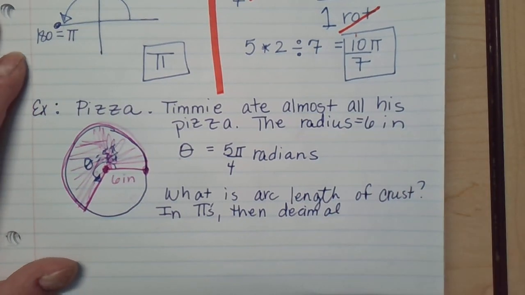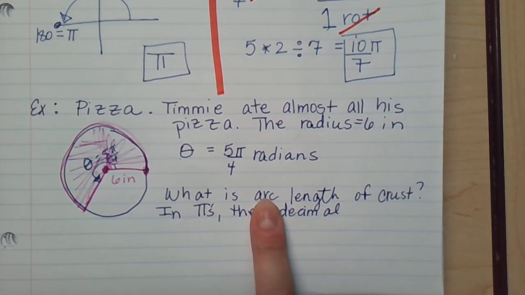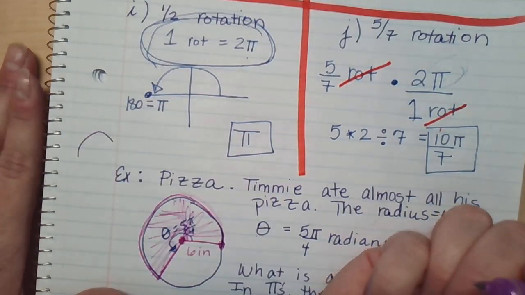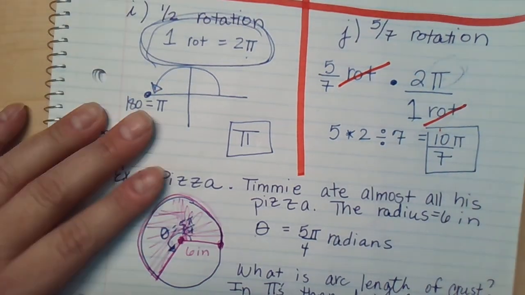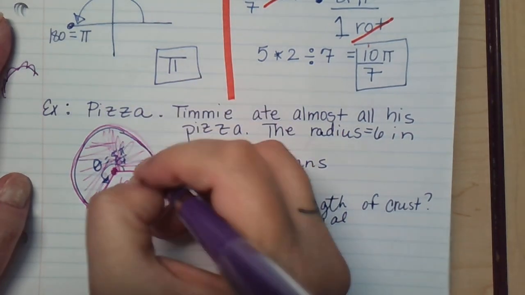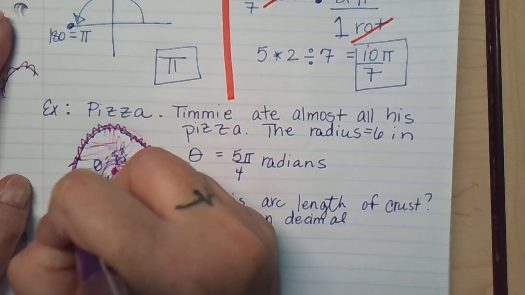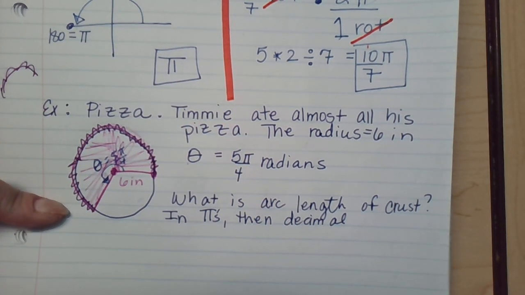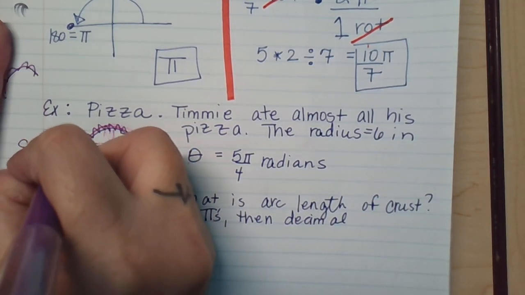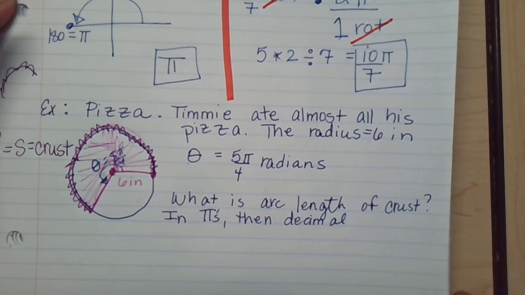Anyway, so we want to know, what is the arc length? Okay, arc length is what you think about. Arc looks like this. Length is how long it is. Bam. So we're trying to find how long the crust is. This stuff on the outside, like the stuffed crust, the bready part. That crust, we call it the letter S. And we don't know how long that sucker is.